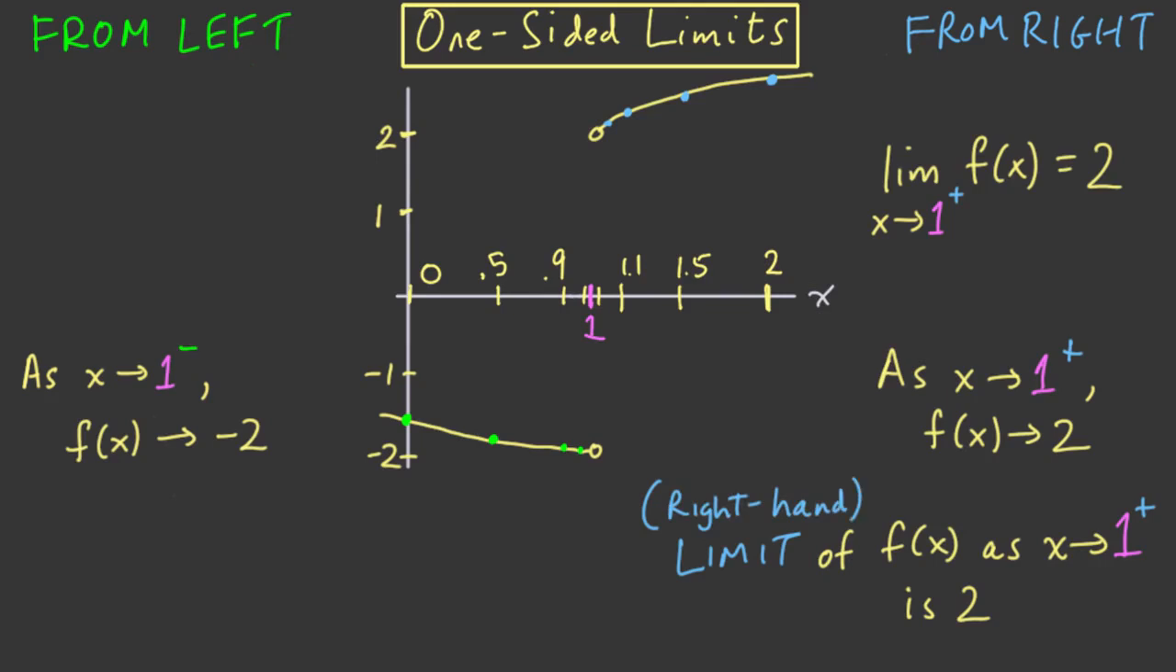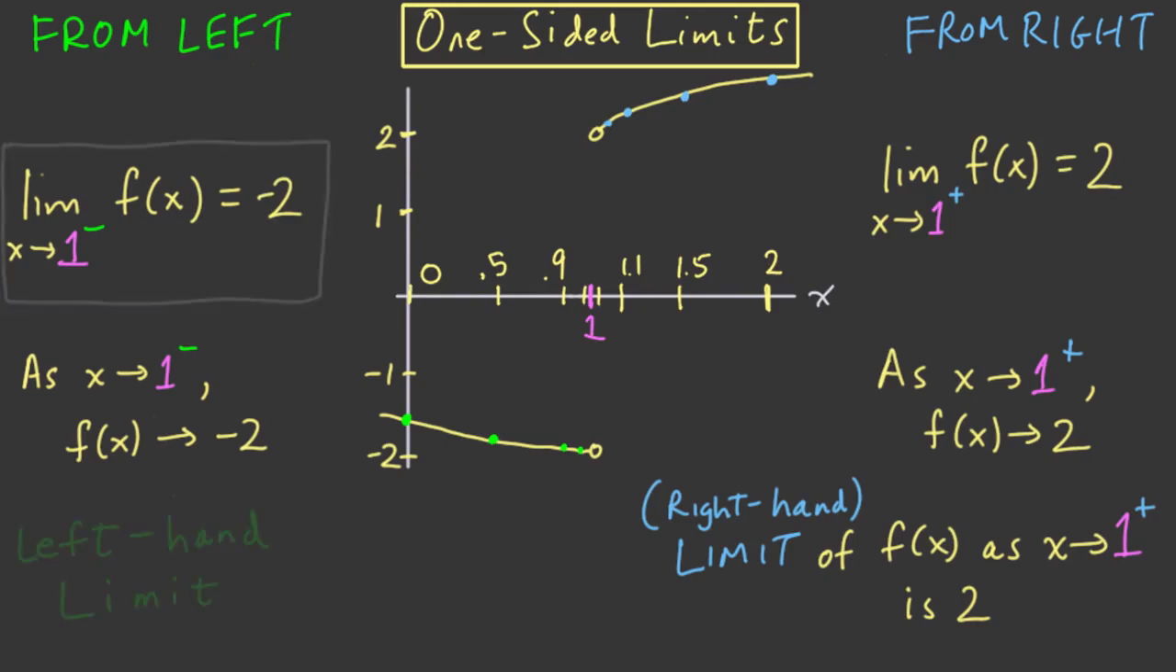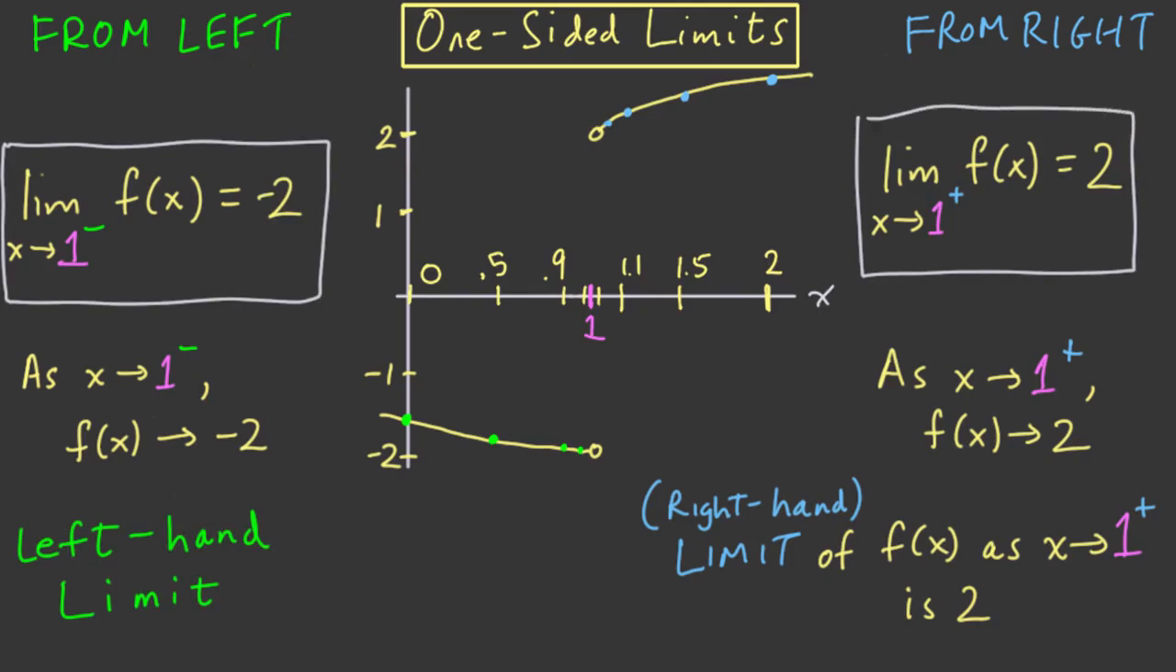And we have a similar thing on the left. We can write the limit of f of x as x approaches 1 from the left equals -2. And there we have it. We've got our left-hand limit, and we've got our right-hand limit. We have the notation, we have the meaning, and we know what it looks like in pictures. So this is our left-handed limit, and here's our right-handed limit.